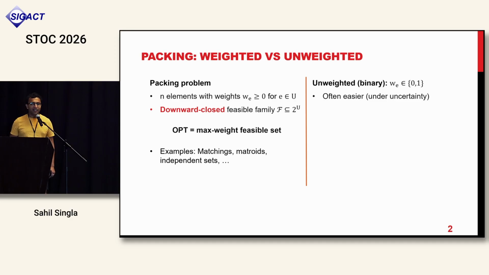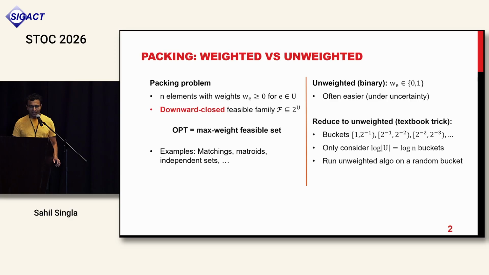Even under uncertainty, there's a standard reduction, even for a general arbitrary downward closed system, to reduce a problem from the weighted to the unweighted setting, up to losing a log n factor. The claim I'm making is that if you can get, let's say, an alpha approximation in the unweighted setting, I can get an alpha log n factor in the weighted setting. And the trick is a standard textbook trick.